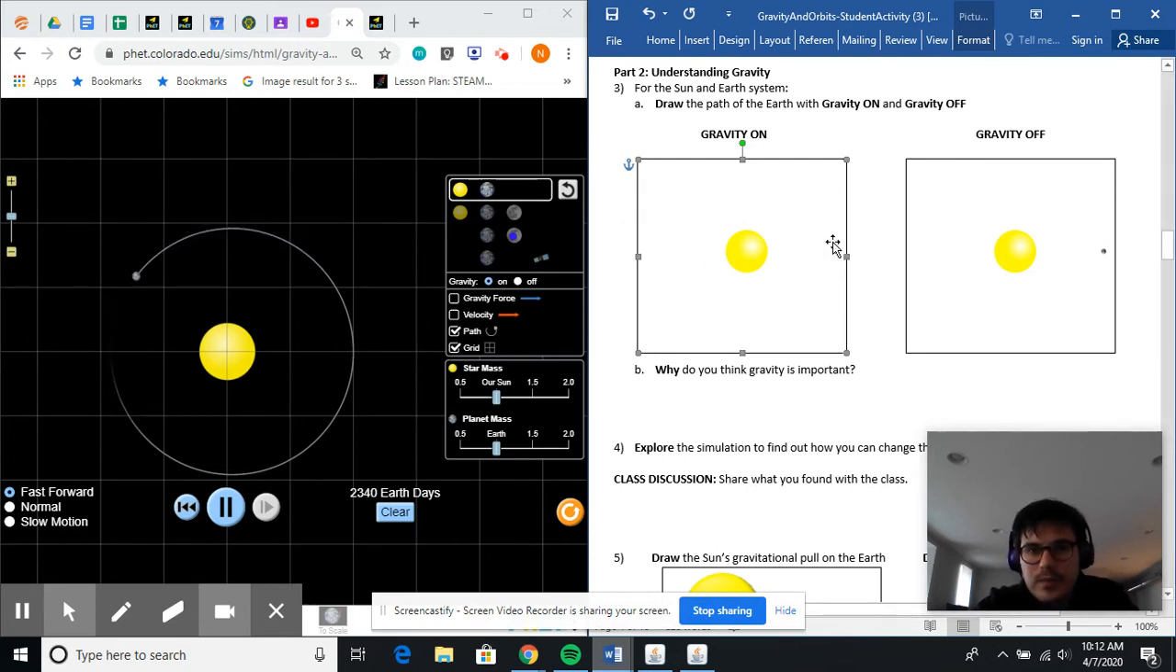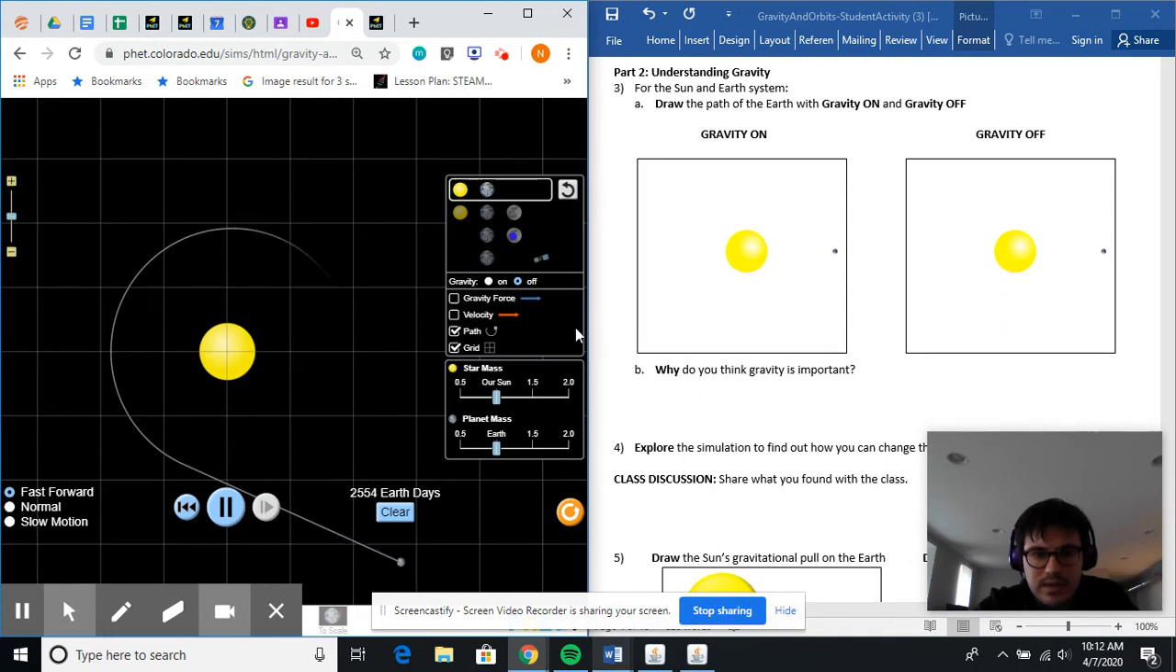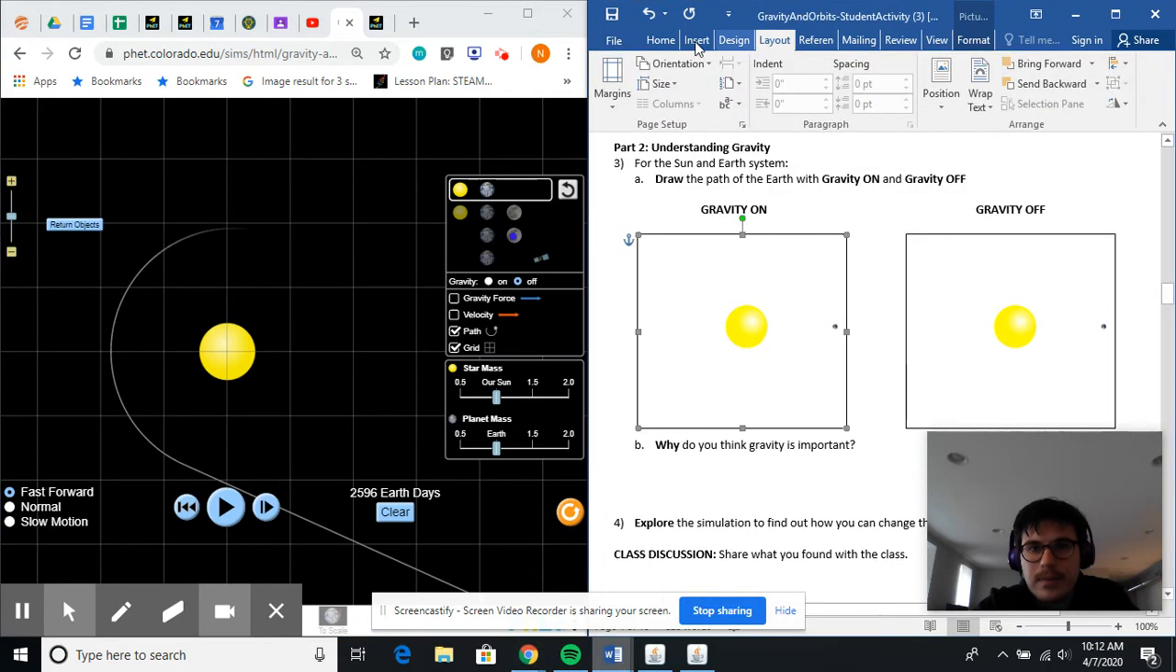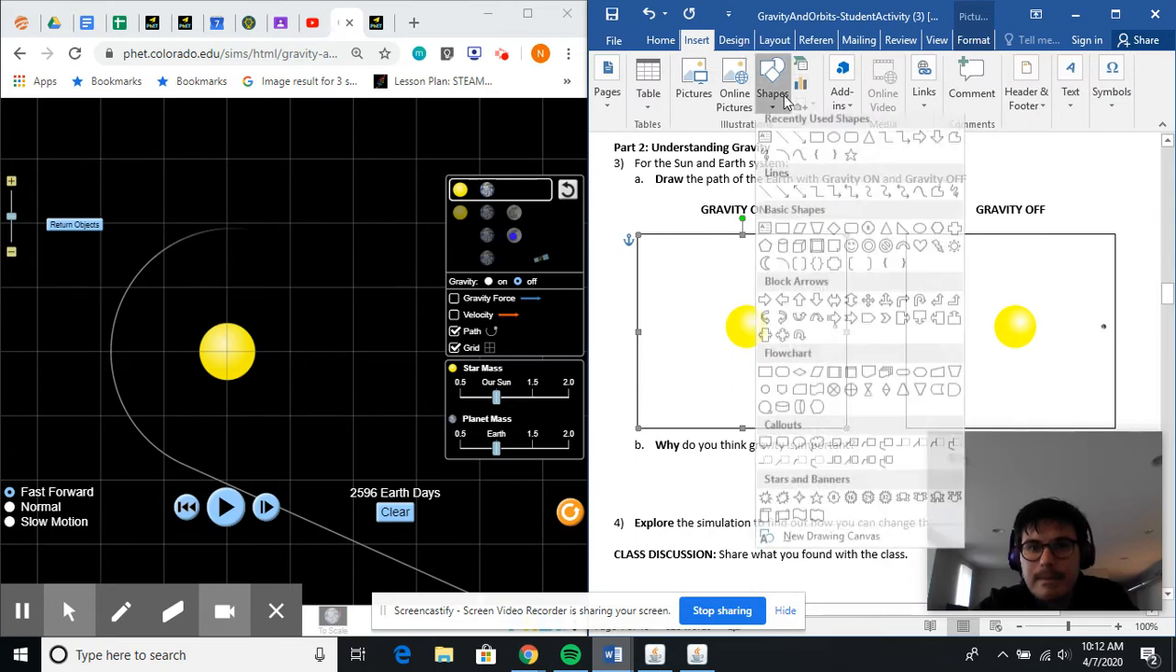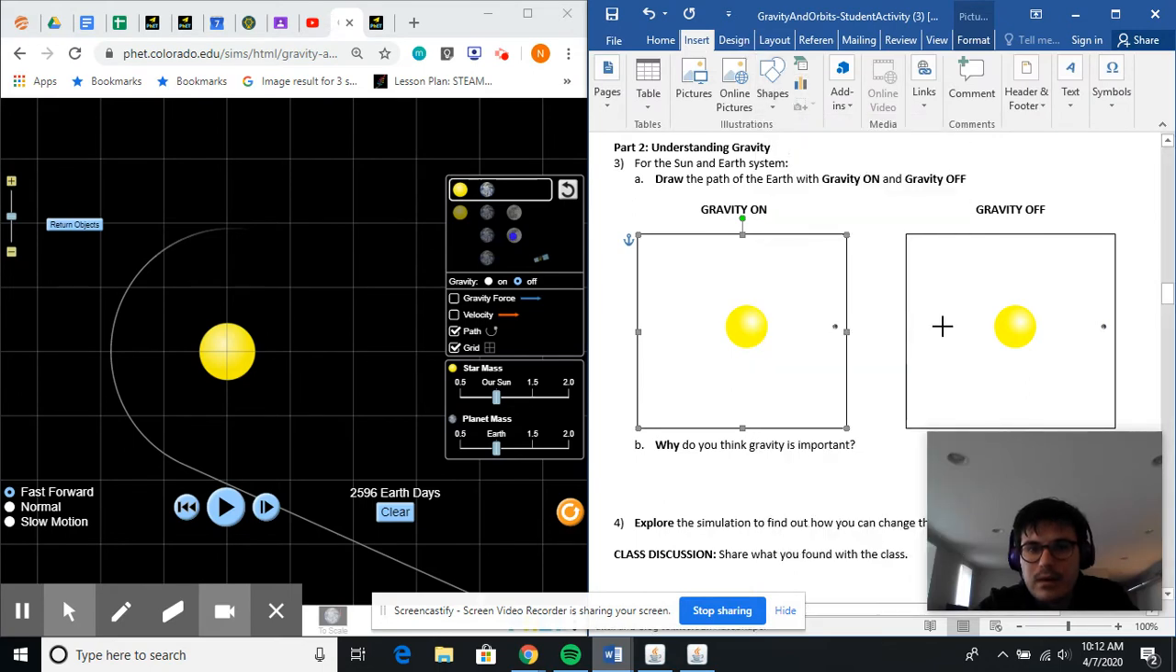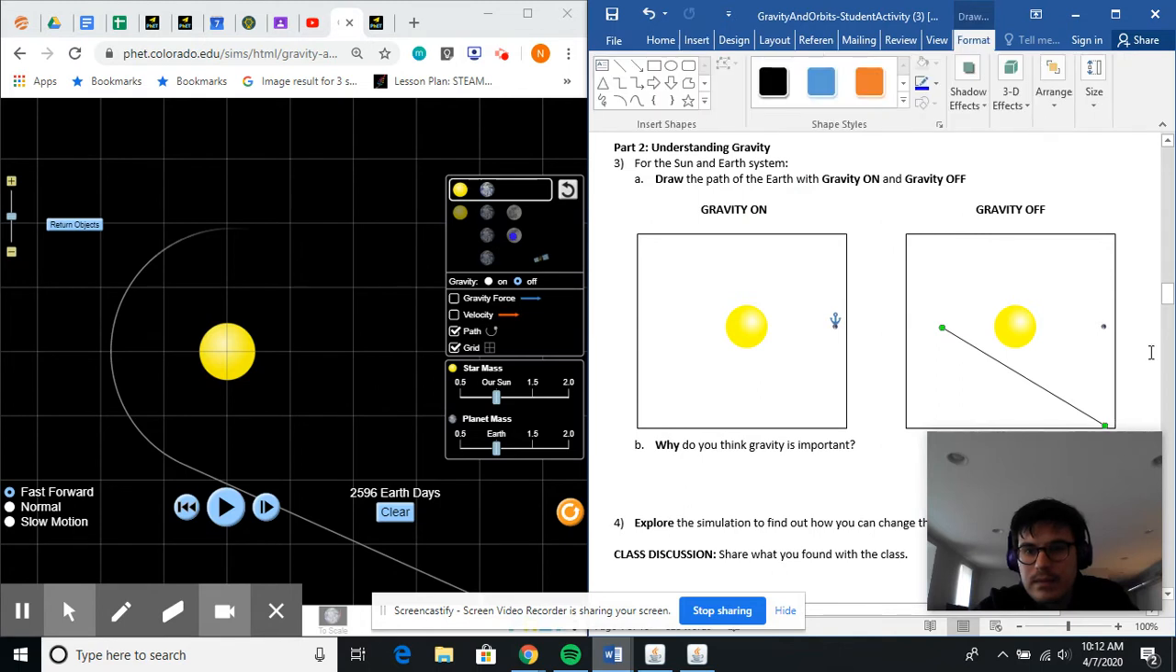It would be a circle. You would draw a circle here. Okay, I turn gravity off. Check that out. It flies off into space. That would not be good for us. So you would draw a little circle here and then it flying off into space. Let me try one more thing. Draw a little line here. Okay, there you go.